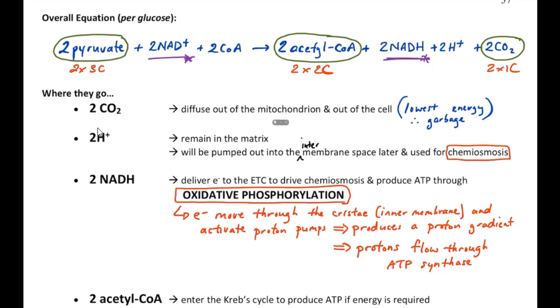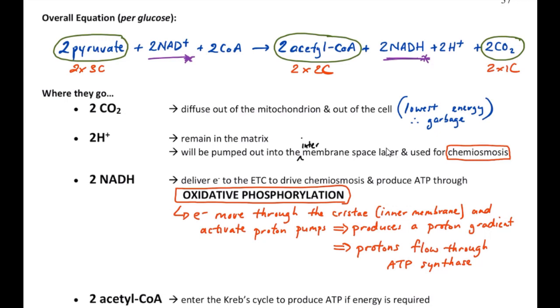The protons, well, they're pretty useful, actually. Protons are going to be used to drive proton pumps, just like we saw in photosynthesis. So they're actually going to stay in the matrix, and then when an electron passes through the membrane, I'm going to pump them out into the intermembrane space, and then they're going to flow back through and drive the ATP synthase and make me some ATP. So they're actually going to be pretty useful. Protons are all over the place.